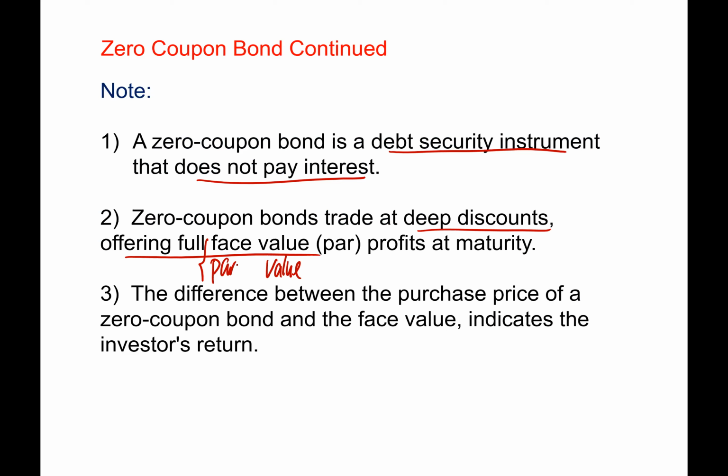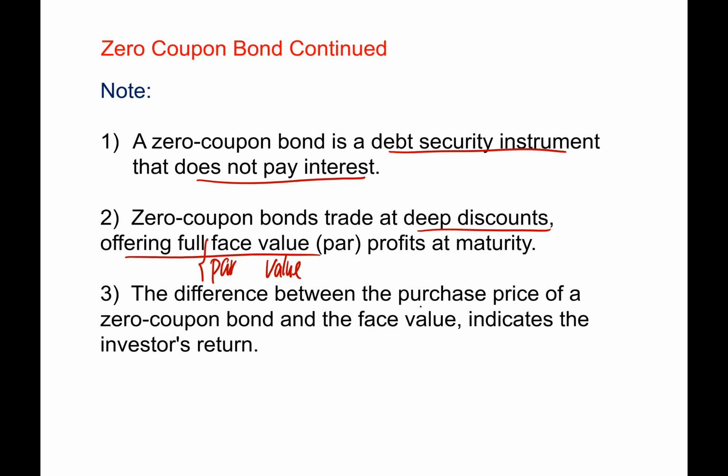It's the same term, right? Just different names. Profits at maturity. Typically, there's a fixed number of years in terms of maturity. Could be a 10 year bond, so meaning maturity is in 10 years. And it could be a 20 year bond, 30 year bond, right? Totally depends on the issuer.